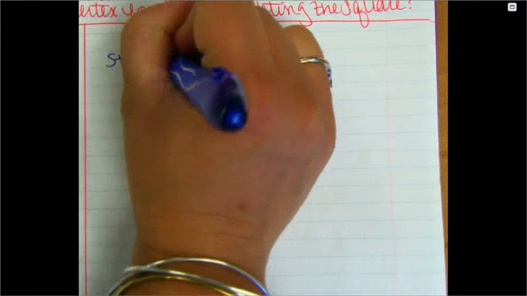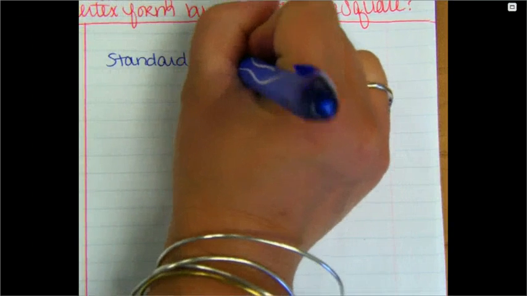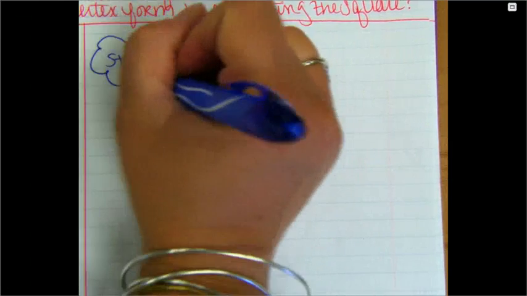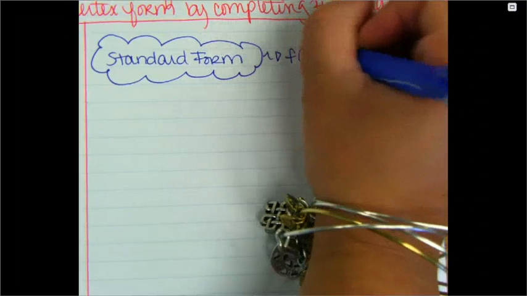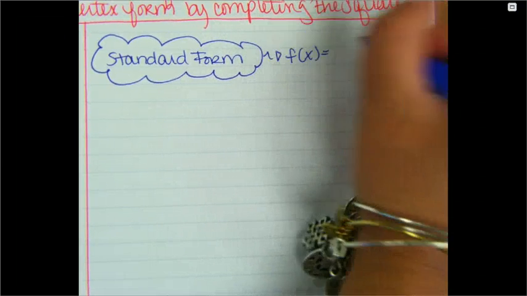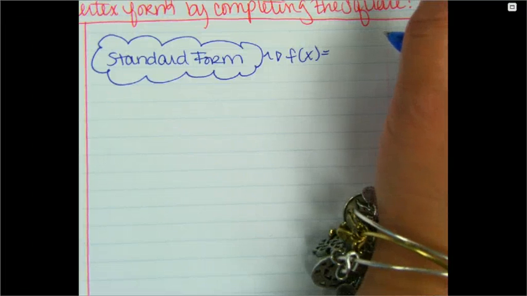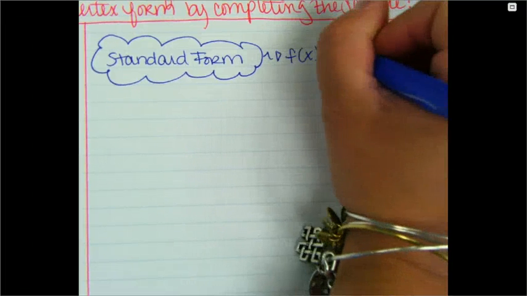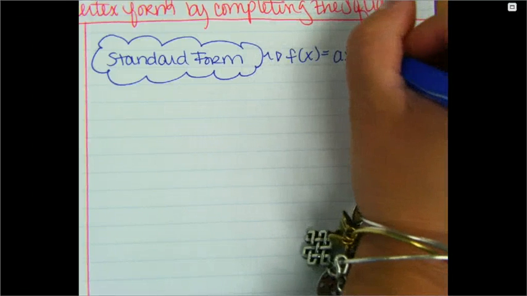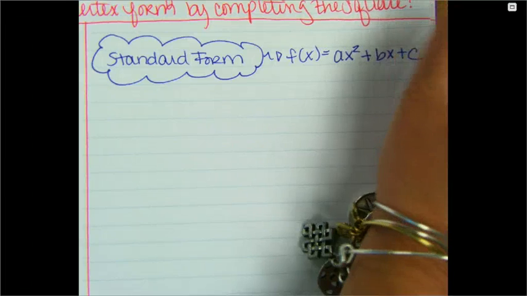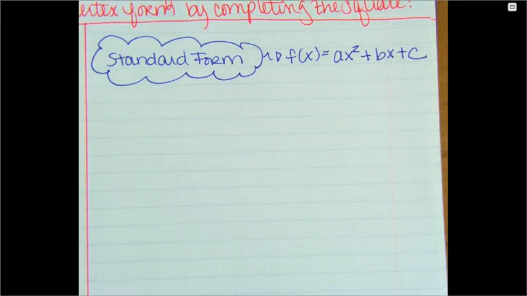All right, standard form. Standard form is what you've been dealing with. We just didn't have f of x in the front. Standard form is your regular trinomial. What's a regular trinomial look like? So ax squared plus bx plus c, right?